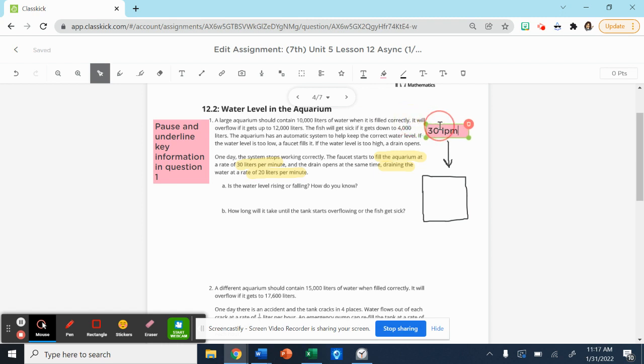So the question is, if we know the speed at which water is entering the tank, and we know the speed at which water is exiting the tank, is the total water level getting higher or lower? Go ahead and answer that question under A.